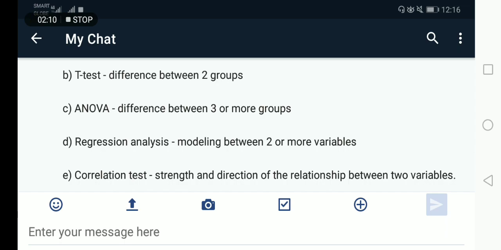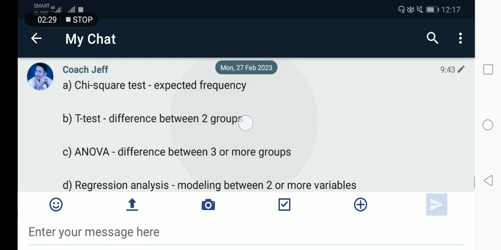Regression analysis, that is modeling between two or more variables. Ang correlation test, the strength and the direction of the relationship between two variables. Okay? Correlation test, strength and direction of the relationship between two variables.